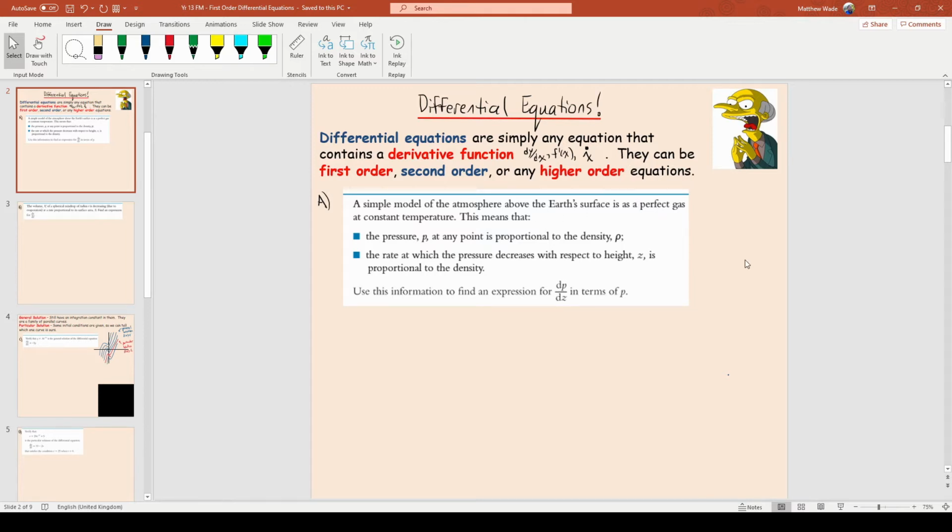They come in orders, so the first unit that we're going to do is first order differential equations, and that means that the highest derivative is of order 1. So there would be a dy by dx, but there wouldn't be a d squared y by dx squared, as that would be a second order, because you had to differentiate twice to get to it. Cool beans? So we're going to do first order differential equations first.